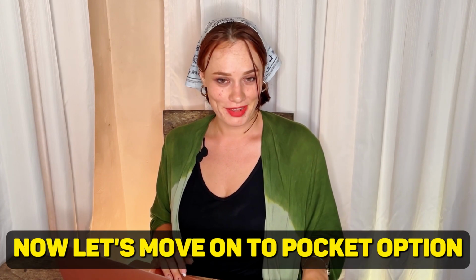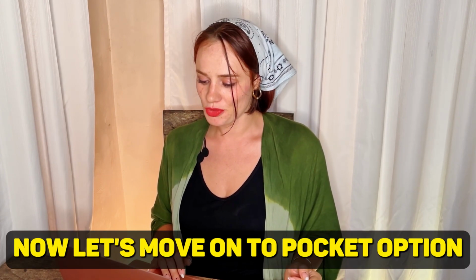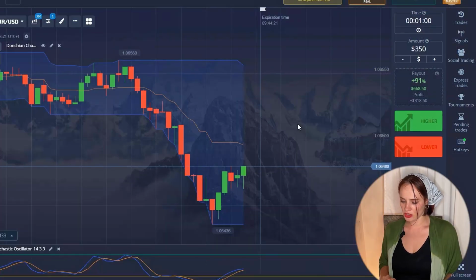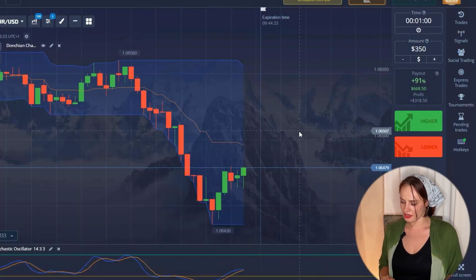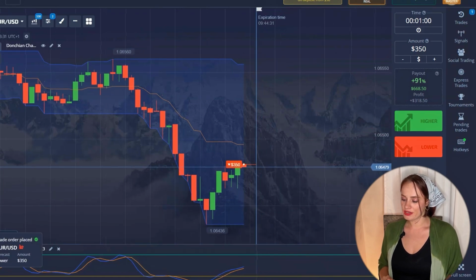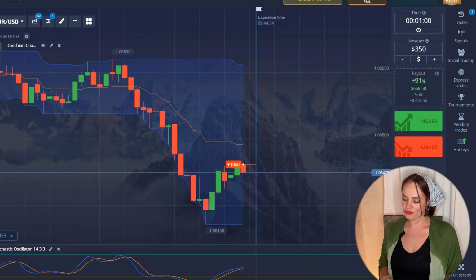So now let's move on to PocketOption and let's get started. Today we're working with a Euro-US dollar currency pair. The rate is 4.9% of the deposit. Based on a movement of quotations, I open a deal for the price movement below. The bid is $350 for 1 minute.